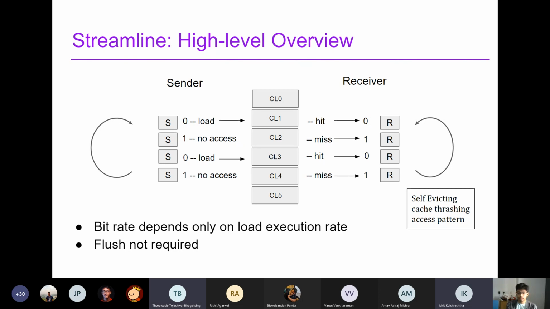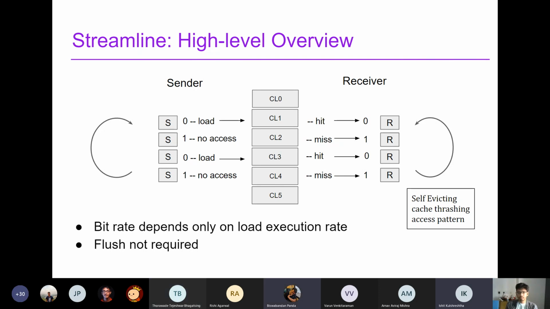So is there any relationship between the size of the payload and the size of the array? Because I'm not able to understand what changes in the actual attack or in the actual memory access pattern when you change the size of the payload. When I'm changing payload, I'm changing the number of bits. I'm not changing the array size. Array size is fixed for Streamline. When the plot was plotted, the array size was fixed.